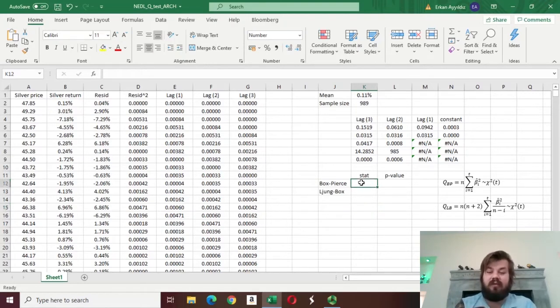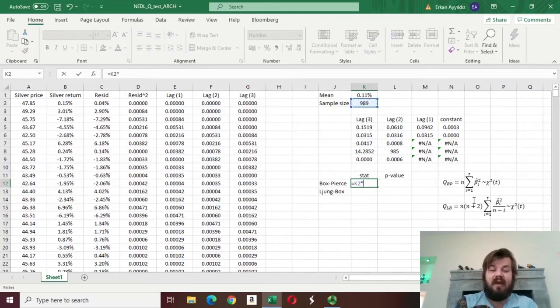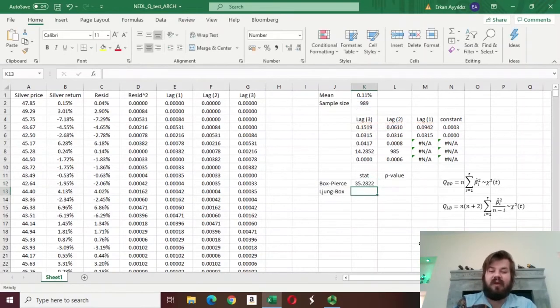So to calculate the Box-Pierce stat, we need to multiply the sample size, the number of observations, n, by the squared sum of autoregressive betas. So those three coefficients we got from the auxiliary regression output. And we enforce the formula and get around 35.